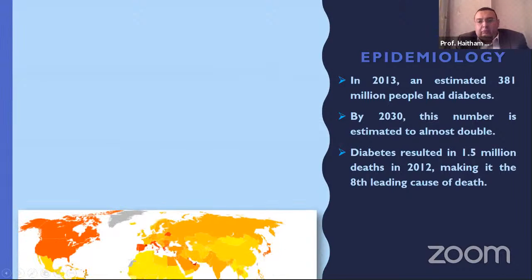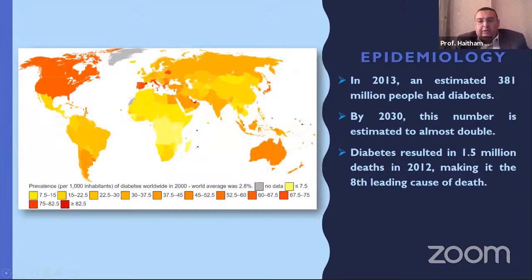As we all know, diabetes represents a major health problem. It was estimated in 2013 that about 400 million people had diabetes, and this number is estimated to be near 1 billion by 2030.